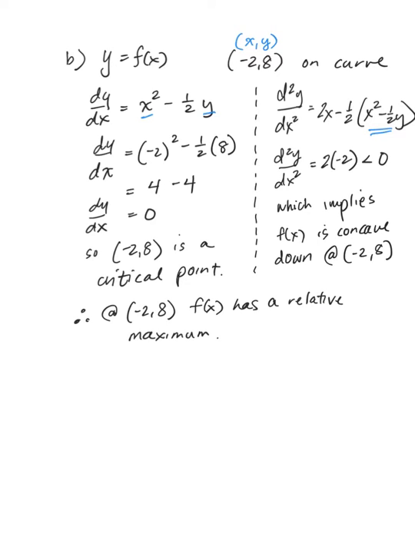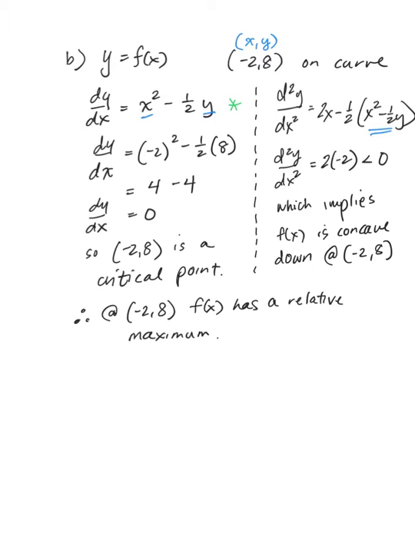All right, part B tells you that y equals f of x is a particular solution, and it goes through the point -2, 8, which is our x comma y, and we are asked whether the graph has a relative min, max, or neither at that point. So we're going to first plug it into the first derivative to determine whether it is even a candidate for a relative extrema. And so I plug in the value -2 for x and 8 for y. I do get 0, and so we know it's a critical point.